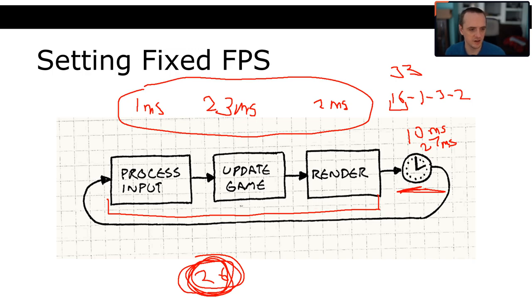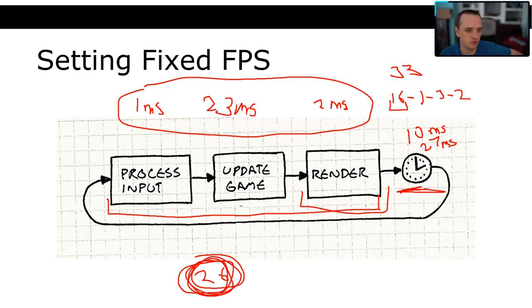Someone asked in the chat, how hard would it be to display an FPS counter in our game? Really simple. So if we wanted an FPS counter, all we would have to do is count the number of renders we did each second and then draw that to the screen. That's really easy.